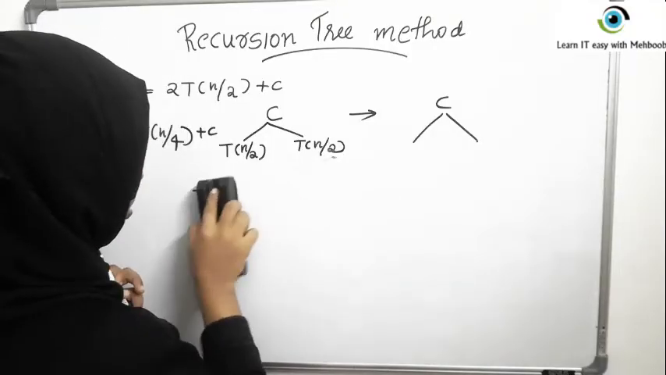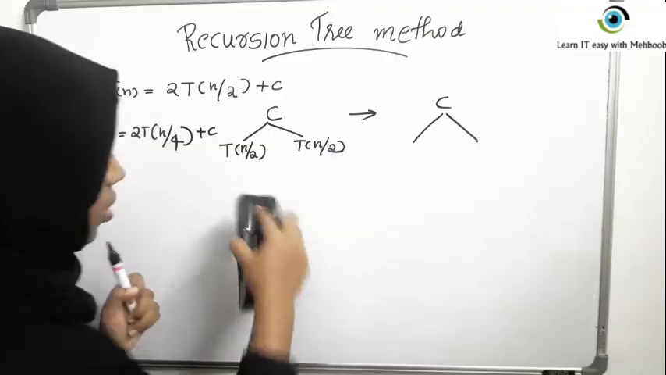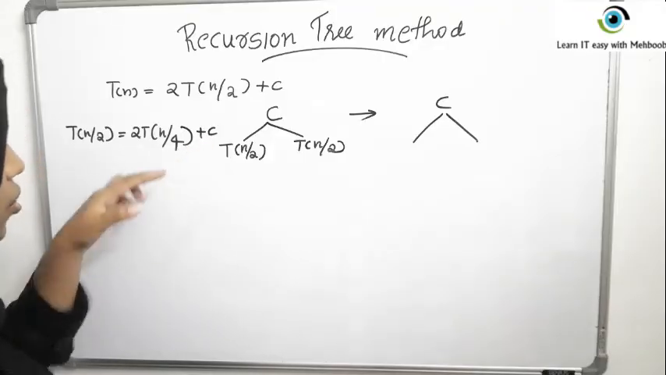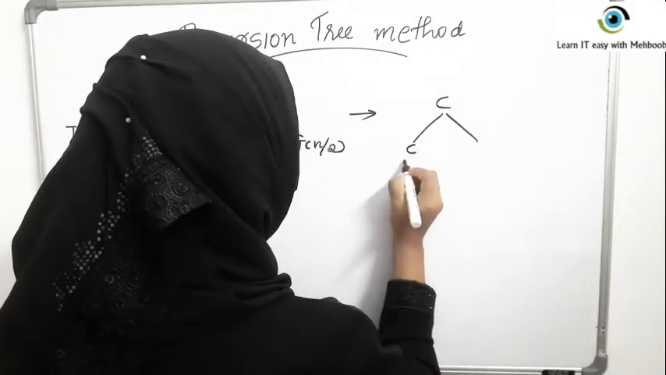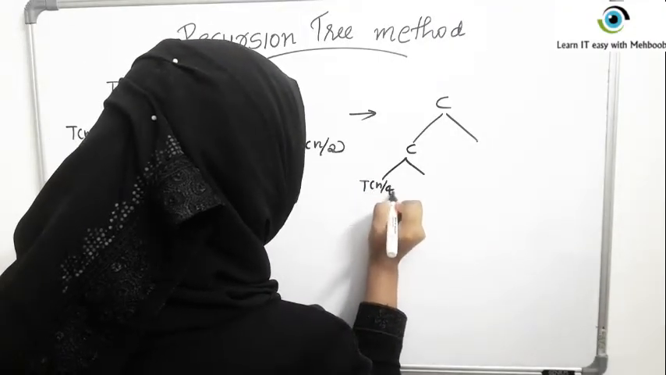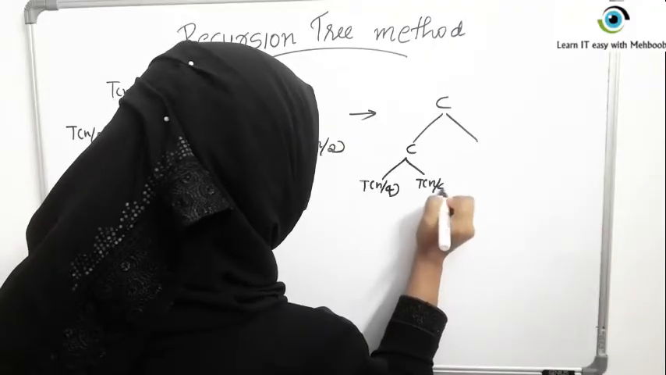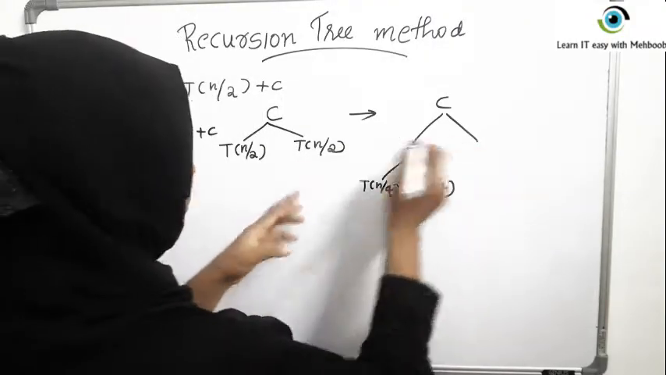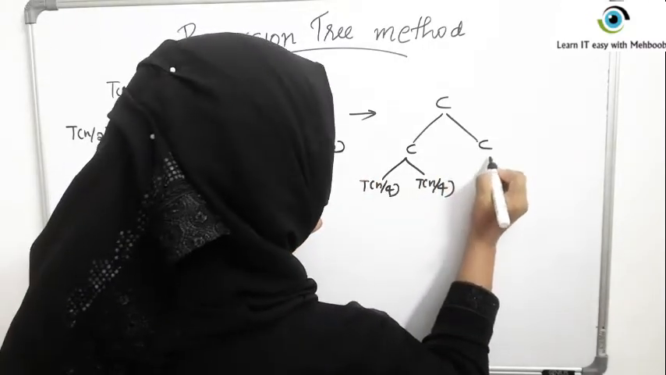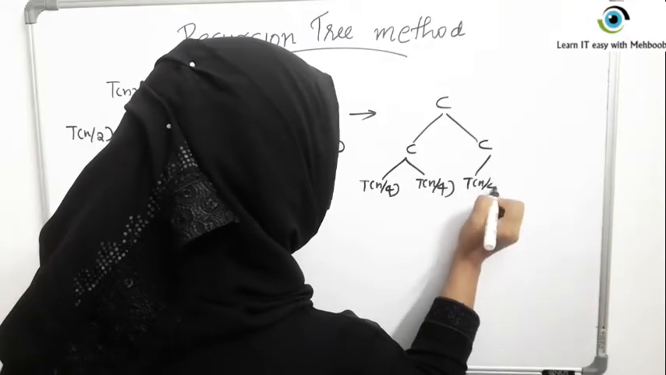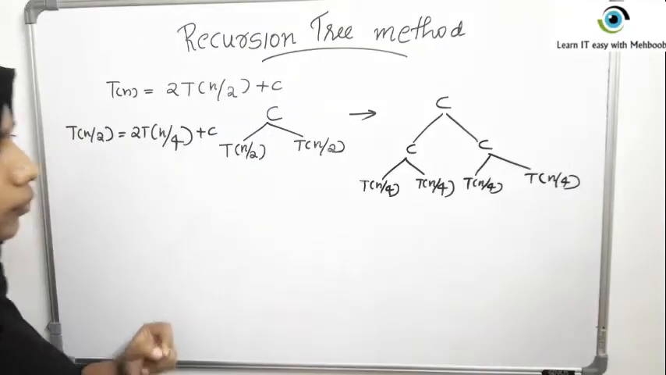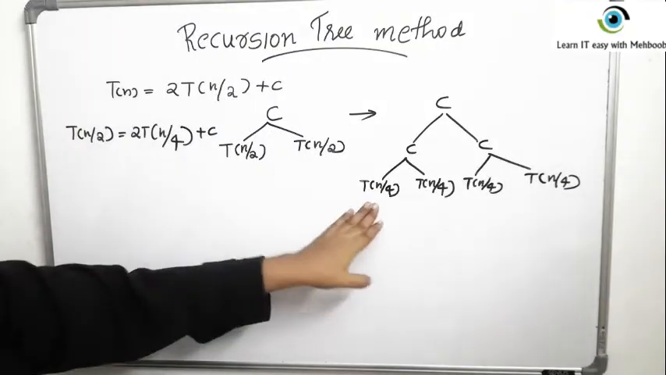We will expand this in another tree so that you can easily understand this. So T(n/2) is 2T(n/4) + c. Again, c is the root node and 2T(n/4), so T(n/4), T(n/4), because we have 2T(n/4). So when you expand this T(n/2), you will get c as the root of the subtree, then T(n/4) and T(n/4). Okay, so this is the tree at the moment.